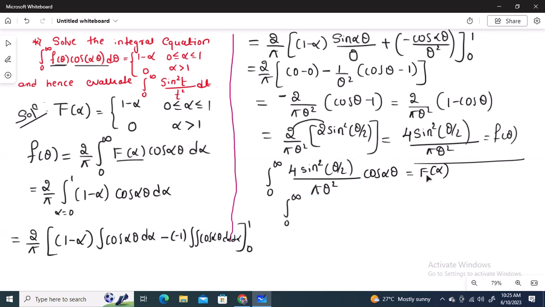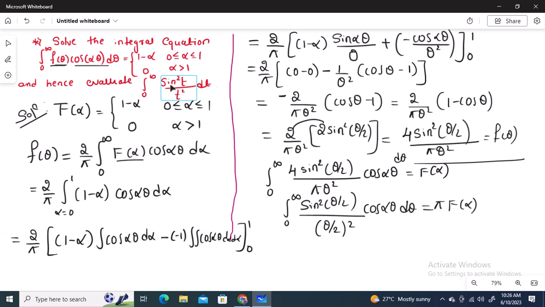This 5 I'll shift to the right hand side. So what happens, that is integral of sin²(θ/2) by (θ/2)² whole square, cos αθ dθ equals 5 into f of α. Okay, so this is our almost simplified form. This is dθ, I had forgotten. So this we have to simplify further, because they are asking us to evaluate this integral.